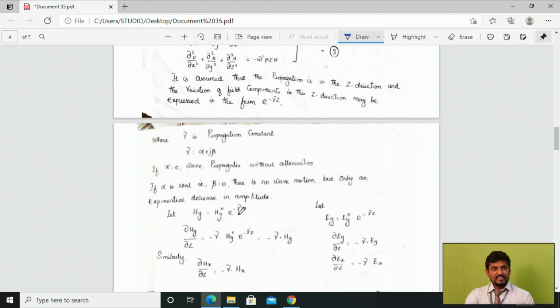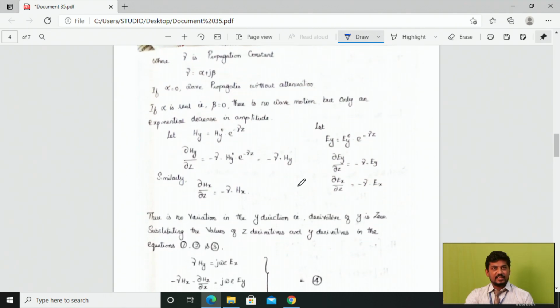So we can use only z derivatives. So we will find the z derivative values. See, what do z derivatives mean? Dou hy by dou z, dou ey by dou z, dou hx by dou z, dou ex by dou z. Consider hy is equal to hy power 0 into e power minus gamma z. This is the common term. So we differentiate with respect to z and we get like this. Similarly, dou hx by dou z, dou ey by dou z, dou ex by dou z. These are all the z derivatives.